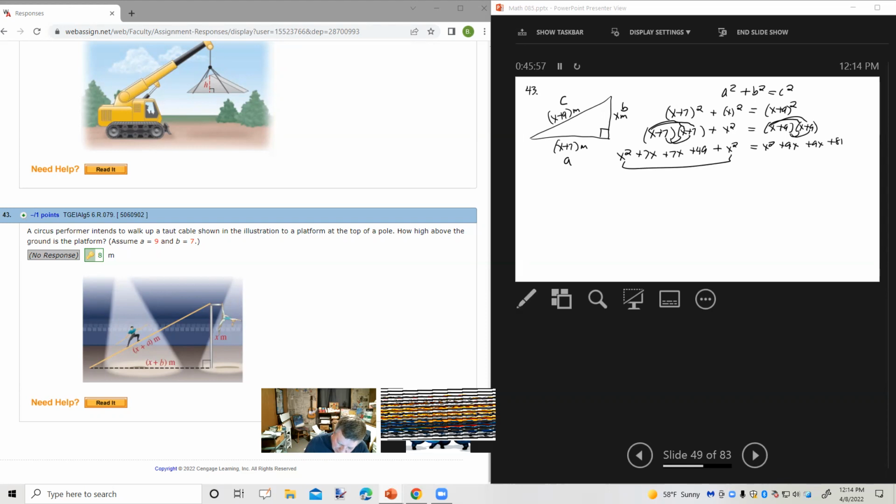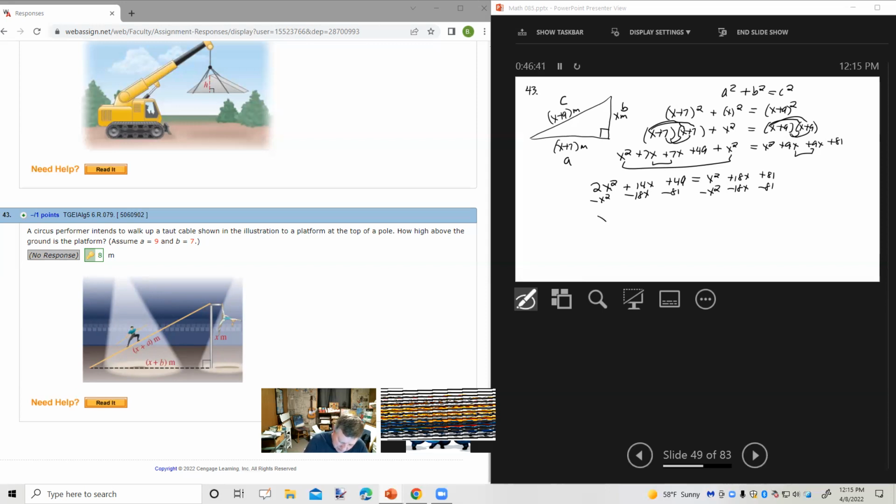Combining like terms on the left side, x squared plus x squared is 2x squared. 7x plus 7x is 14x, and then plus 49 equals x squared plus 18x plus 81. This is a second degree equation. I'm going to shove everything over to the left side, set equal to 0 on the right side. So I'm going to subtract x squared, 18x, and 81 from both sides.